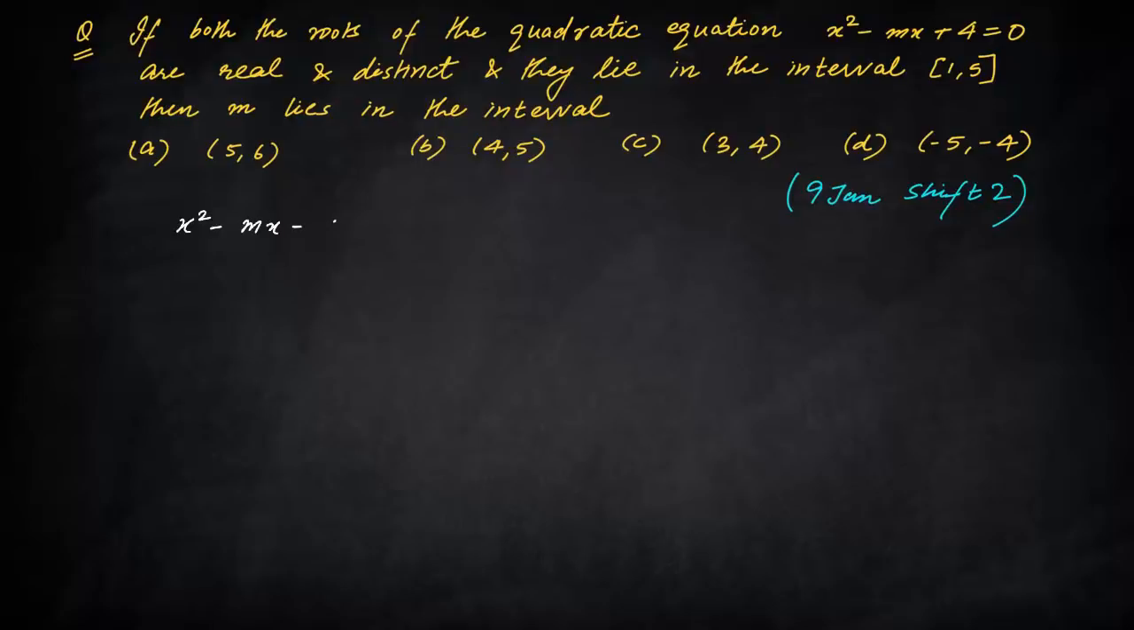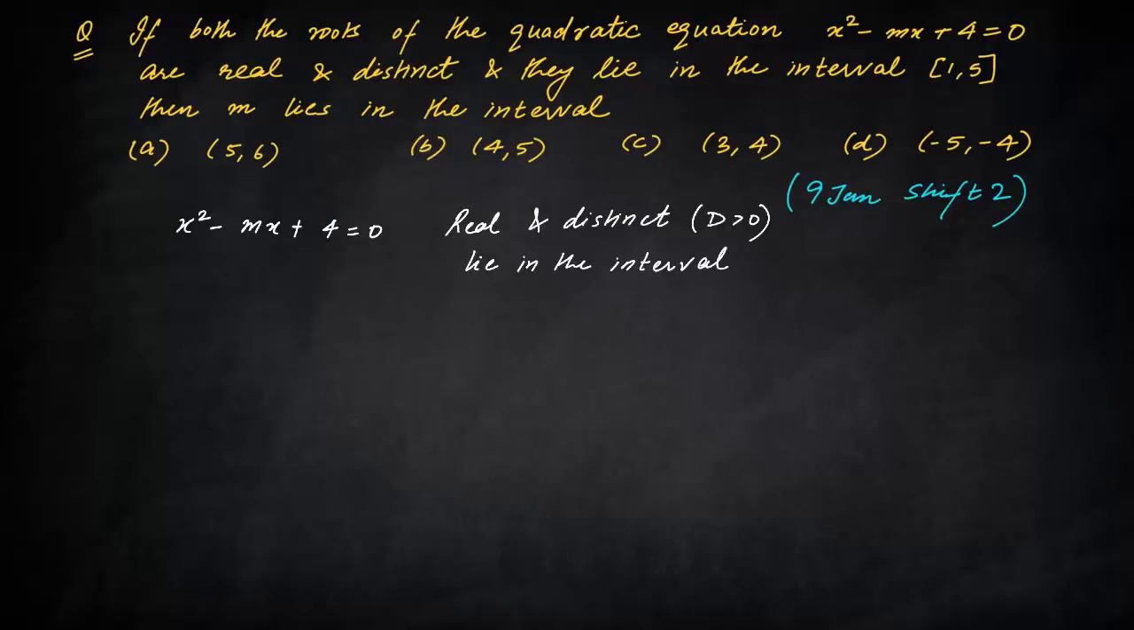If both the roots of this particular equation are real and distinct — a lot of information has been given, so listen to it carefully first. Roots are real and distinct, this happens only when the discriminant D is greater than 0 and they lie in the interval. So this is something important, I would rather say. We don't generally expect interval problems to come in JEE Mains, but they have asked it.